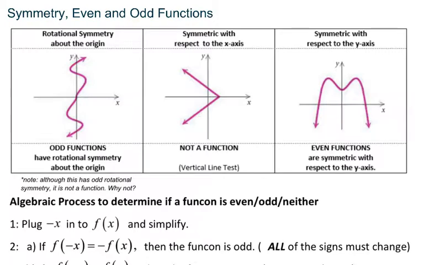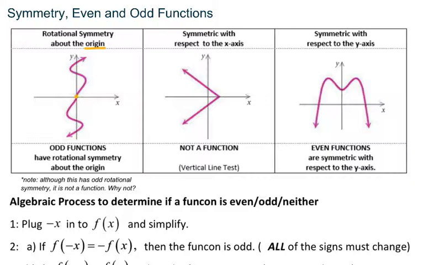Hello. Now we're going to discuss symmetry in conjunction with even and odd functions. So we can have functions that are even, functions that are odd, and then functions that are neither even nor odd. And they each have their own type of symmetry. First, let's talk about odd functions and their rotational symmetry about the origin.